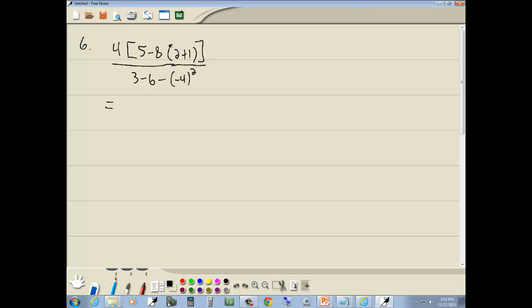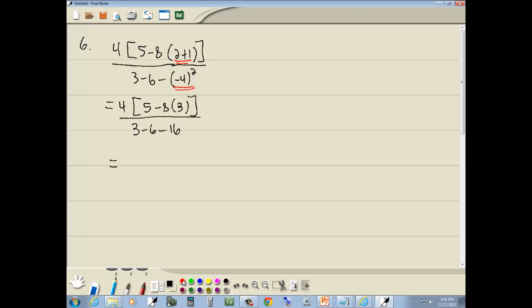Please excuse my dear Aunt Sally. Well, we'll do what's inside the brackets first. Within the brackets, I have a set of parentheses. So I'll do what's inside the parentheses first. So I'm going to do this right here. So I got 4 times 5 minus 8, and 2 plus 1 gives us 3. Now down below, I have to do my please excuse my dear Aunt Sally down there too. There's parentheses, but there's nothing to do inside the parentheses. So I go to the please excuse exponents. I'm going to do this negative 4 squared. So we got 3 minus 6 minus negative 4 times negative 4 gives us positive 16.